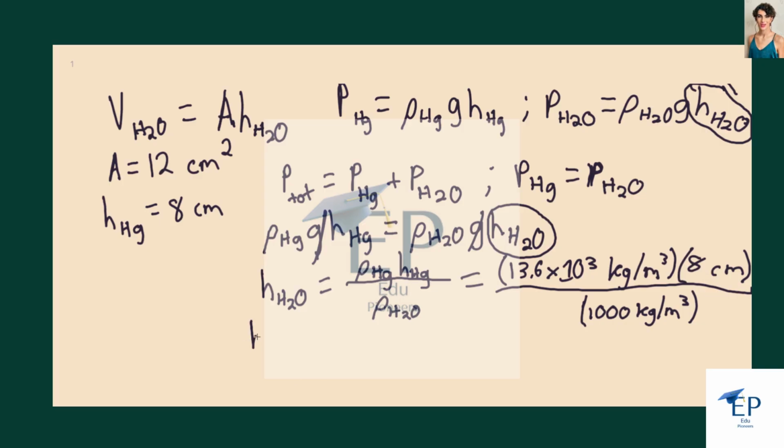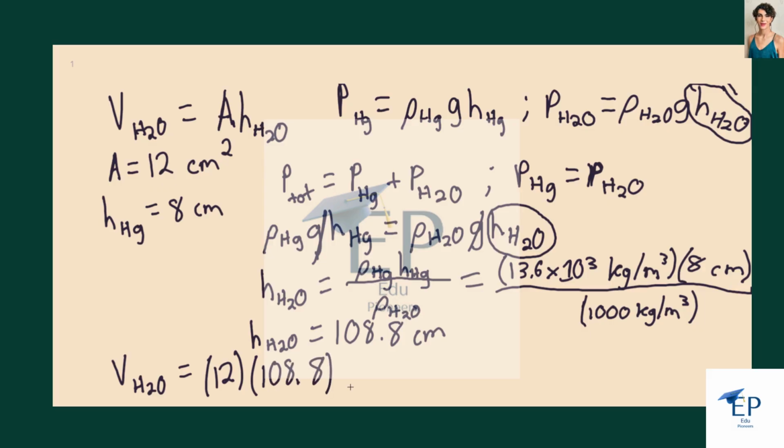So solving for this, we find that the height of H2O, and again we use centimeters, so the answer will be in centimeters, is going to be 108.8 centimeters. We know that the volume of the H2O equals the cross-sectional area times the height. So the volume of H2O needed is simply 12, the cross-sectional area, times 108.8. And this is going to equal 1,305.6 cubic centimeters.